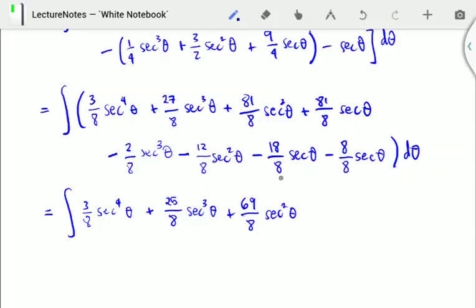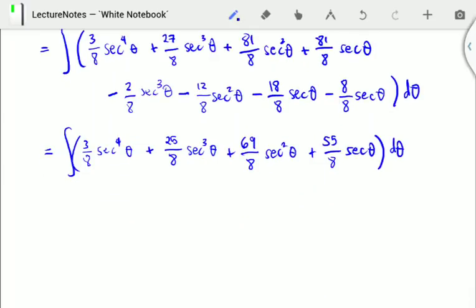And then all our secs with no power. So you have 18 plus 8 is of course 26. 81 minus 26 is of course, let's see, 55. That's right. 55 minus 26 is of course 81. Yeah, that's correct. So 55 over 8 secant, of course, the entire thing multiplied by d theta. Okay? And so now, we are integrating term by term.